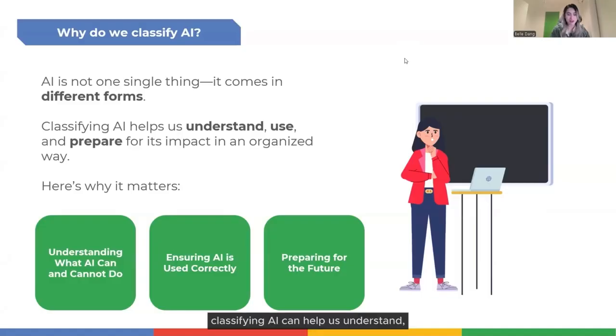Classifying AI can help us understand, use, and prepare for its impact in an organized way. Here's a summary of why it matters. We classify AI for three main reasons. First, to clearly understand what AI can and cannot do. Second, to ensure that AI is used correctly and safely. Third, to help us prepare for the future as this technology continues to evolve. Let's talk about what each of these means in detail, and as we move forward, keep in mind that every type of AI we discuss today has a specific role and purpose.